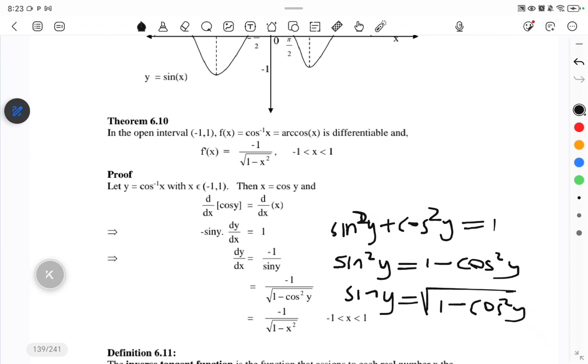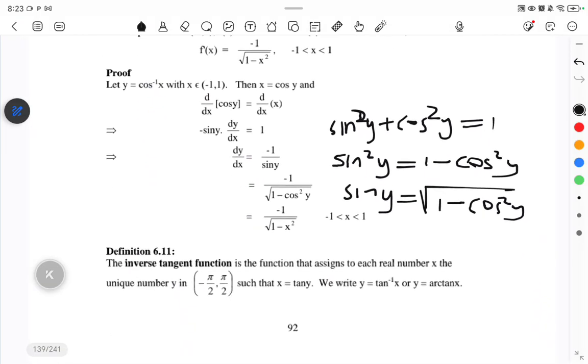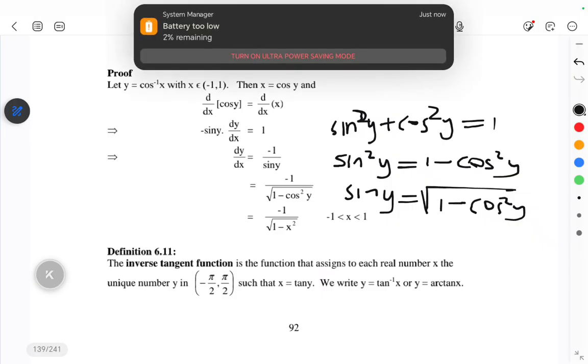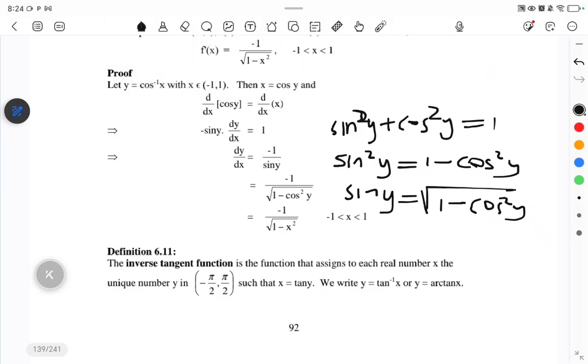Now we come to definition 6.11. Now we look at the tangent function. I think last year they brought the one on tangent. This year they can bring any between arc cos and arc sine, right? Okay, I think electricity is gone. Let me check. Is electricity gone or did someone just turn off the lights? But it's fine.